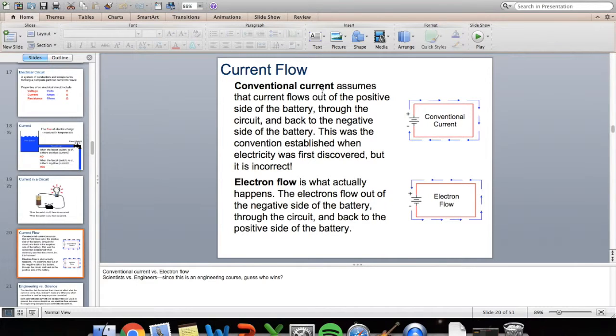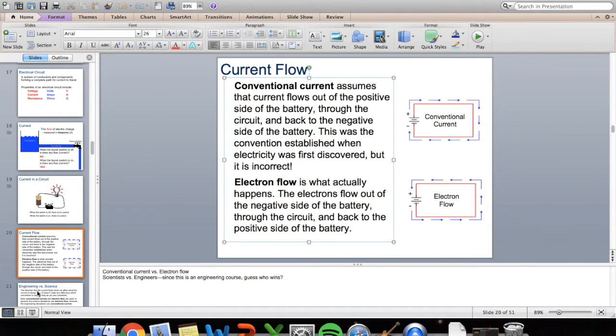So you can read this on conventional current flow, which assumes that current flows out of the positive side of the battery through the circuit and back into the negative side of the battery. This was the conventional way of doing this. This is what people thought. But eventually we discovered that actually what happens is that electrons flow out of the negative side of the battery through the circuit and back to the positive side of the battery.